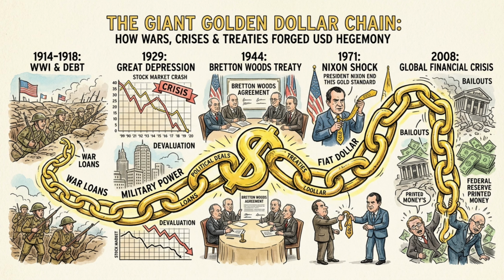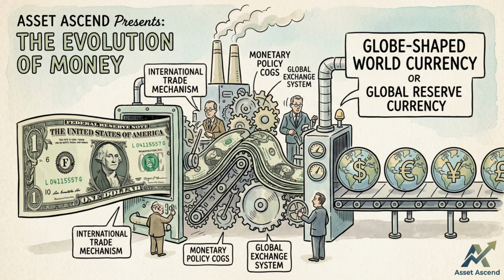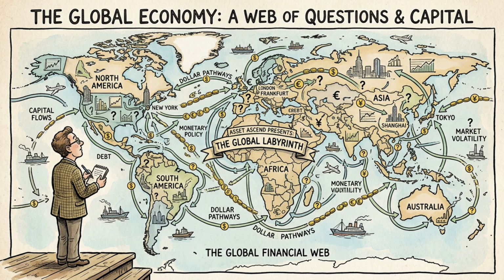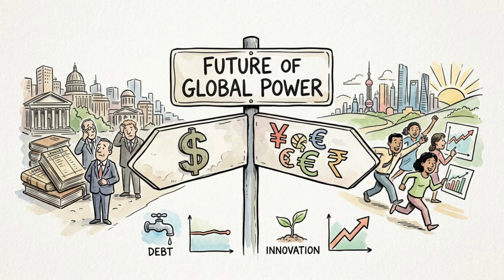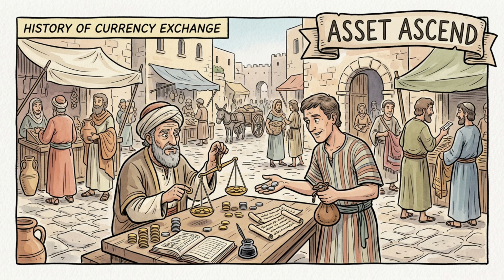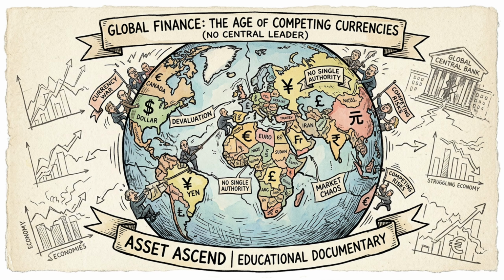But this system didn't happen by accident. It was built over decades through wars, political deals, economic crises, and strategic decisions that transformed a national currency into the world's currency. By the end of this video, you'll understand how the dollar came to dominate the global economy, why countries keep depending on it, and why some nations are desperately trying to escape its grip. Because the future of global power may depend on what happens next. A world without a global currency.